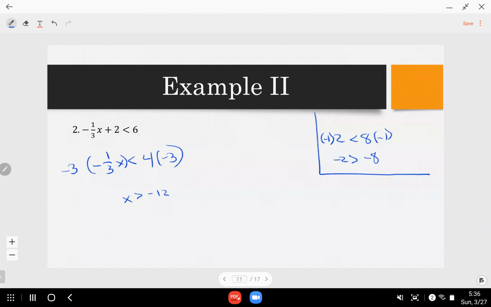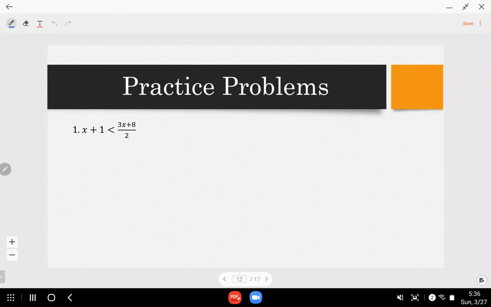So let's go over some practice problems. All right, I'll give you a few moments to do this. All right. X plus 1. Okay, solve the inequality for x.